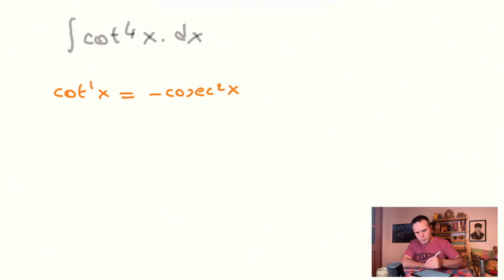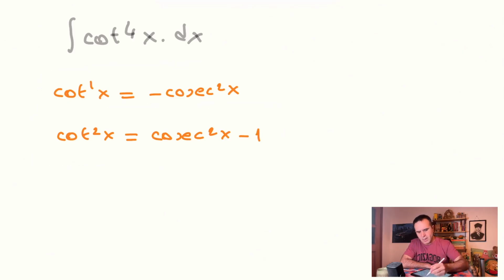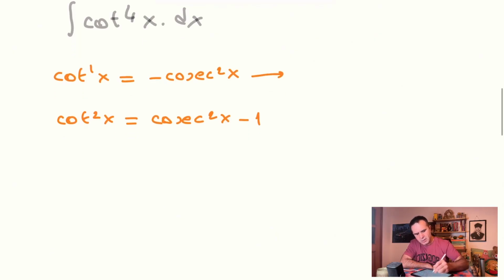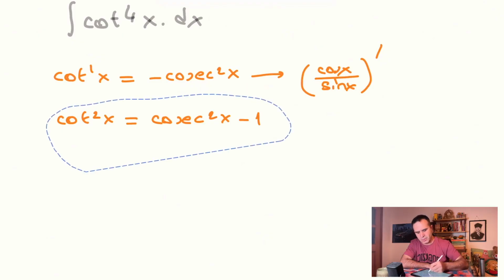You should also remember that cotangent square of x is equal to cosecant square of x minus 1. If you do not remember both of these identities, you cannot solve this problem. First, if you do not remember the derivative of cotangent x, you should rewrite cotangent x as cosine x over sine x and then take the derivative of it. You will get minus cosecant square of x dx.